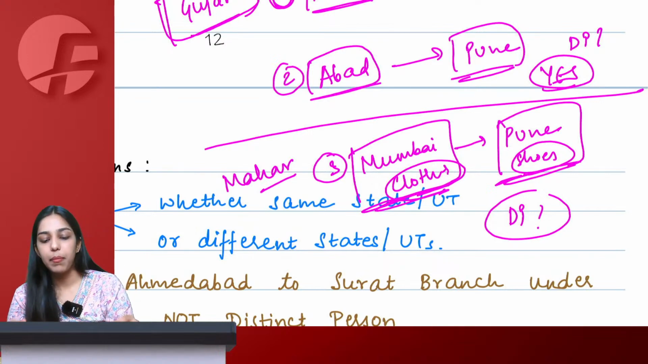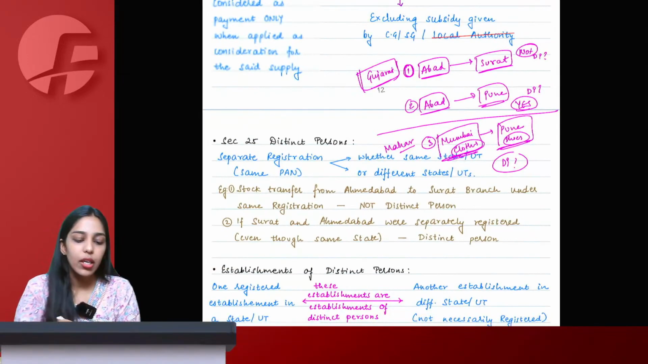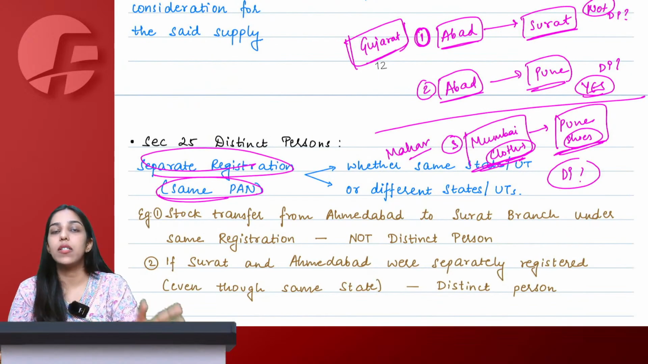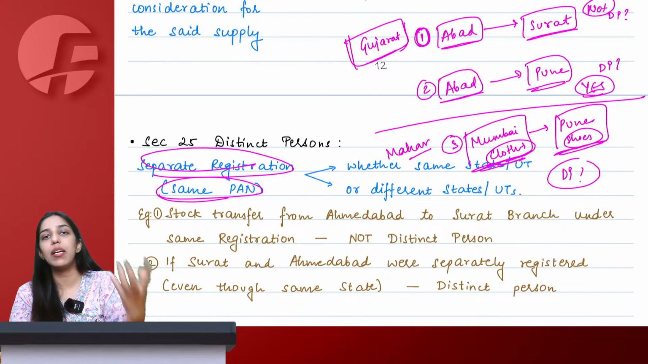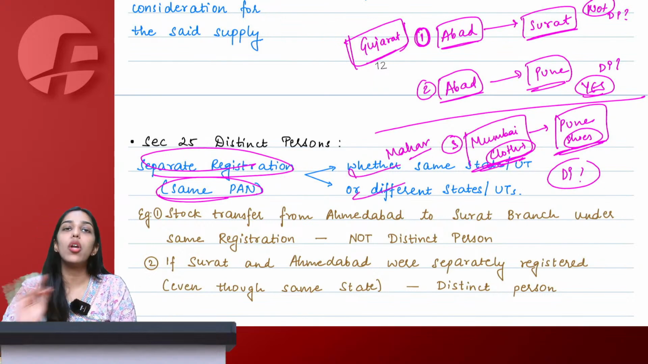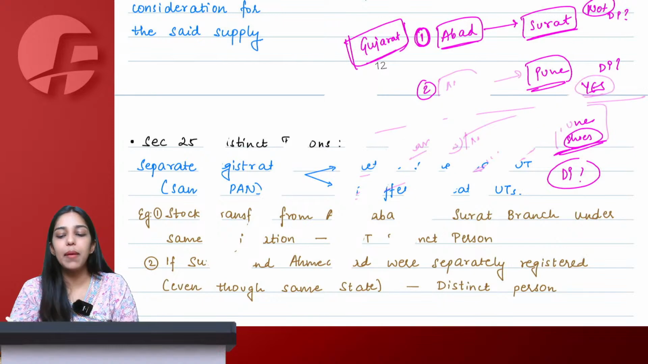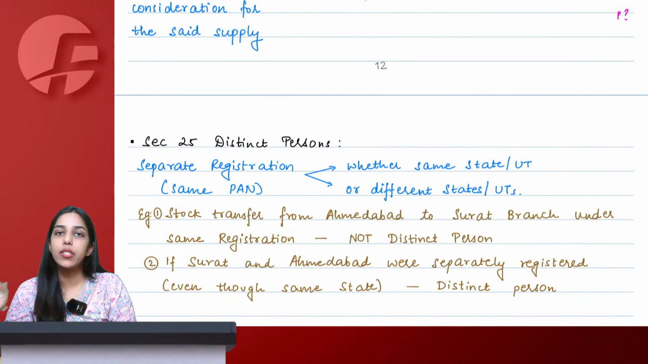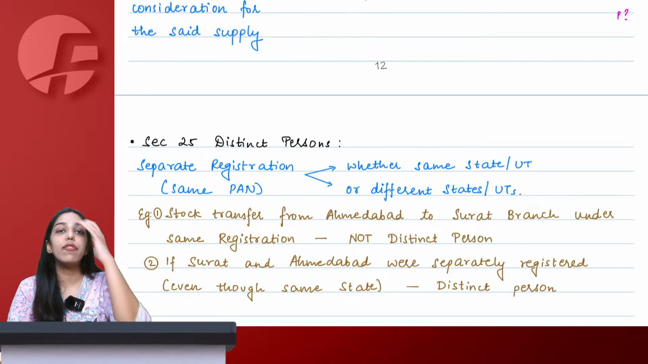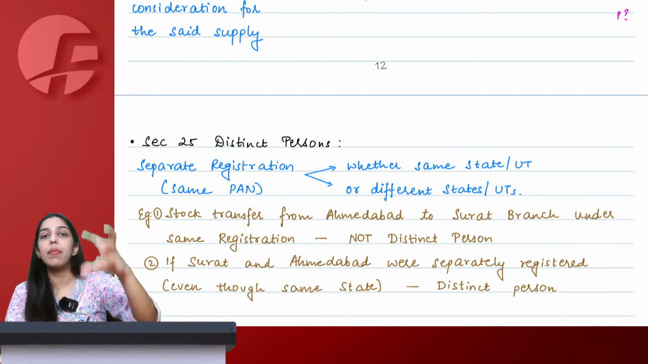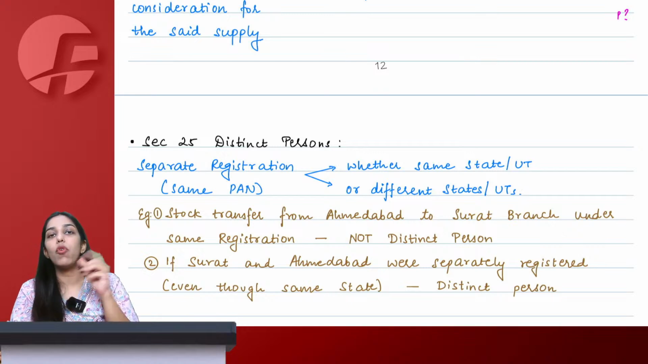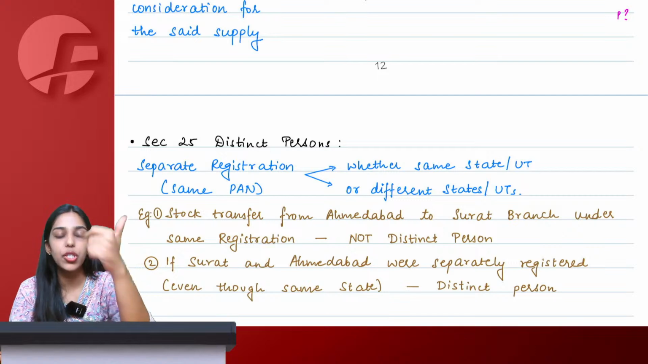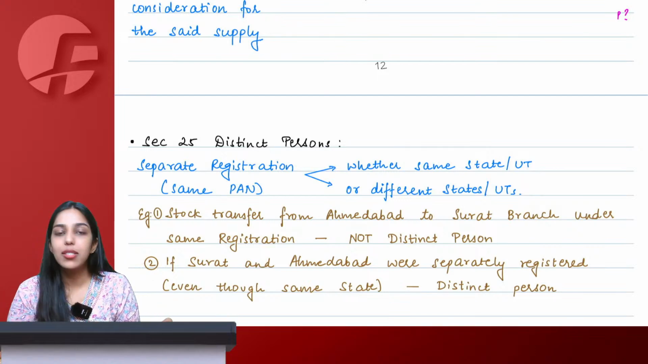Very good. Yes, ma'am. The only criteria here is same PAN and separate registration. We are least concerned whether this separate registration is in the same state or in a different state. Until and unless it is same PAN, separate registration, it will always be considered as distinct person only. Therefore, in point number 3, for Mumbai and Pune, even though both of them are in Maharashtra, because they are voluntarily separately registered, I am the owner, same PAN, separate registration, it will be considered as distinct person.